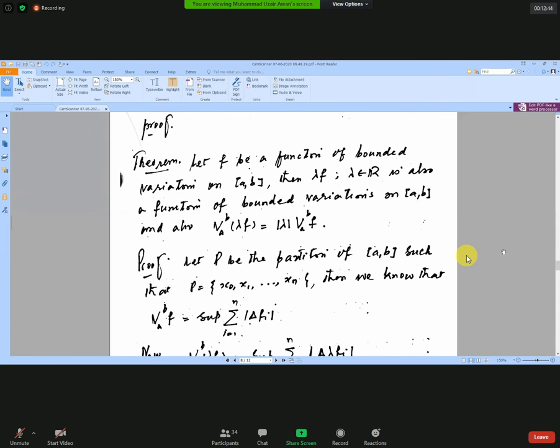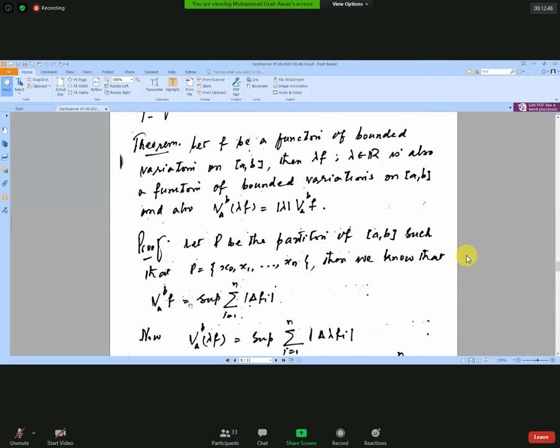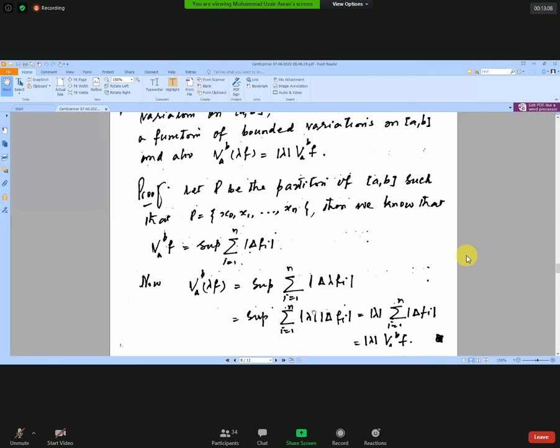Let P be the partition such that, and we know that total variation of f is equal to supremum of summation i equals 1 to n absolute of del fi. Now what will the total variation of lambda f be? Here it will be del of lambda f i. Now take lambda out, it is a constant. So we get del fi, with lambda times the supremum of summation i equals 1 to n del fi, and what was that equal to? Total variation of f. Now this total variation of f is given to be finite, so this is also finite. This implies that total variation of lambda f is also finite, which shows that lambda f is also a function of bounded variation.